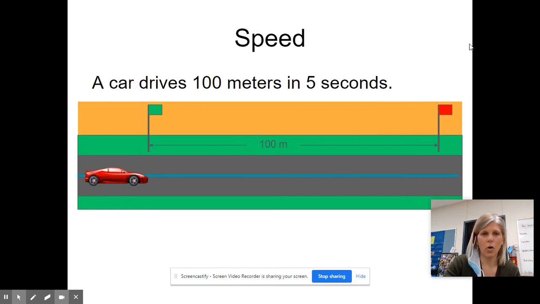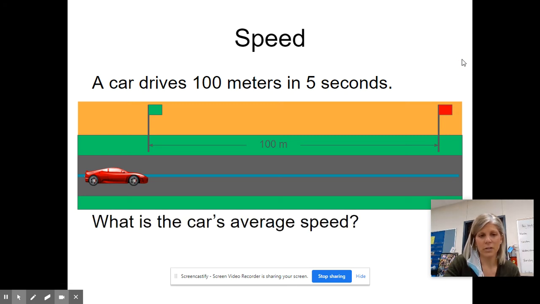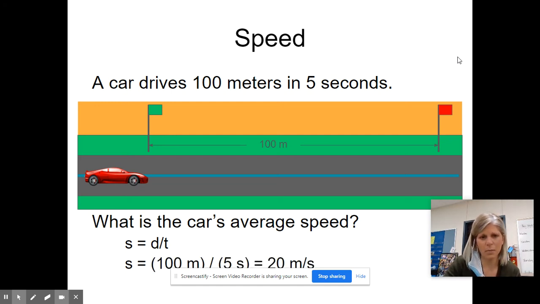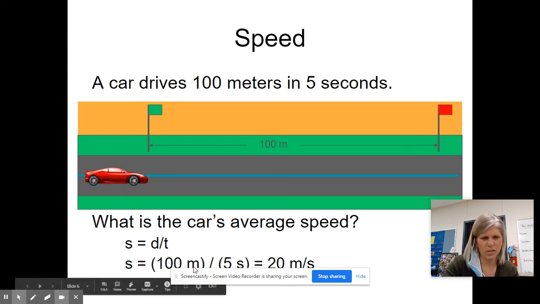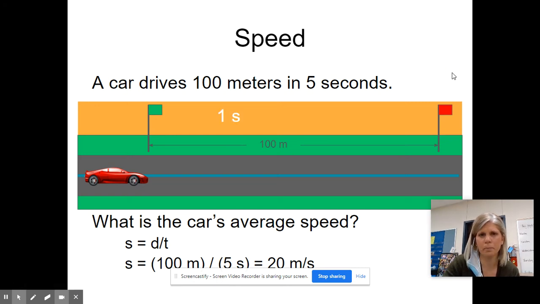So, if a car happens to drive 100 meters in 5 seconds, in order to get the speed of that car, you would take the 100 and you would divide it by 5, because speed is distance divided by time, and you would get 20 meters per second. Notice that the units of measure are mentioned on here. That's very important for you to remember.